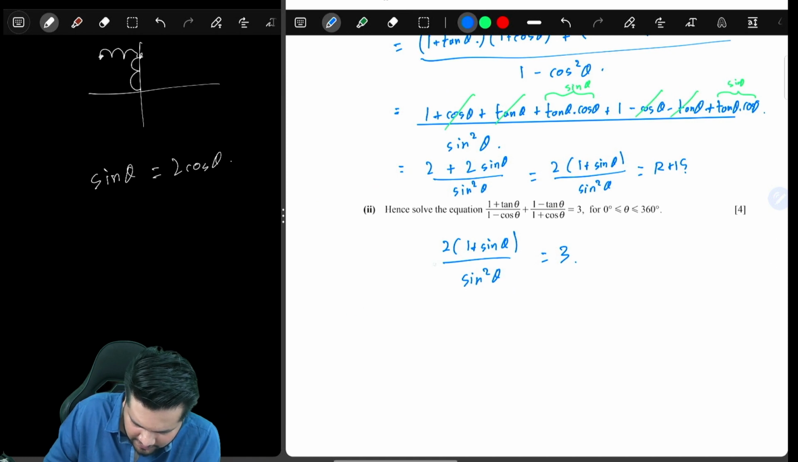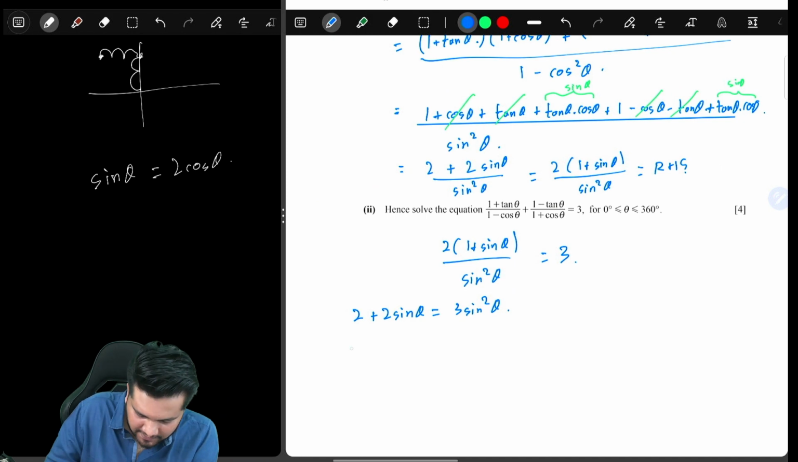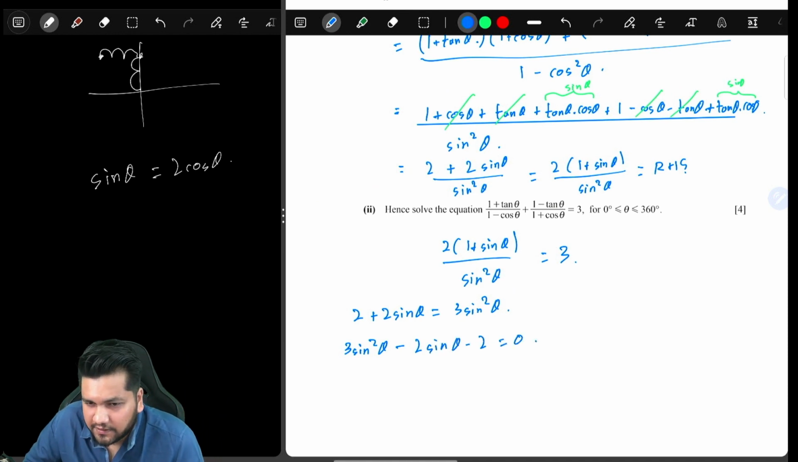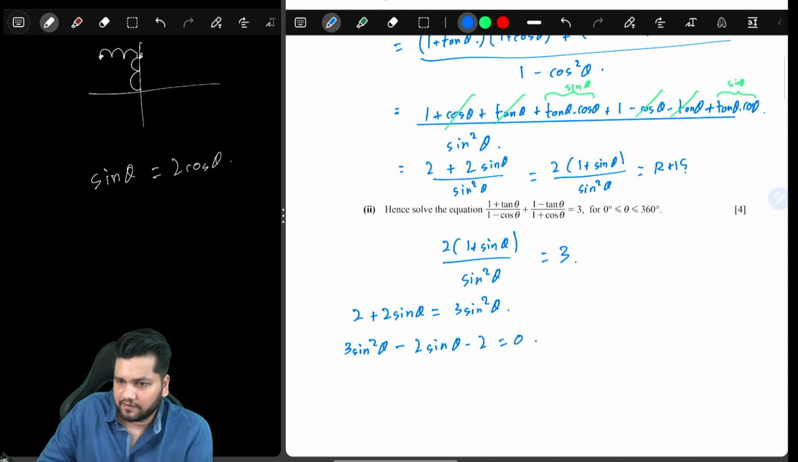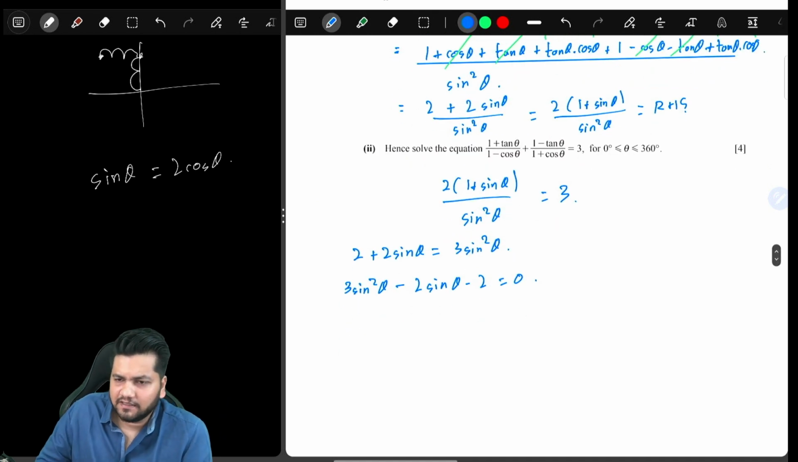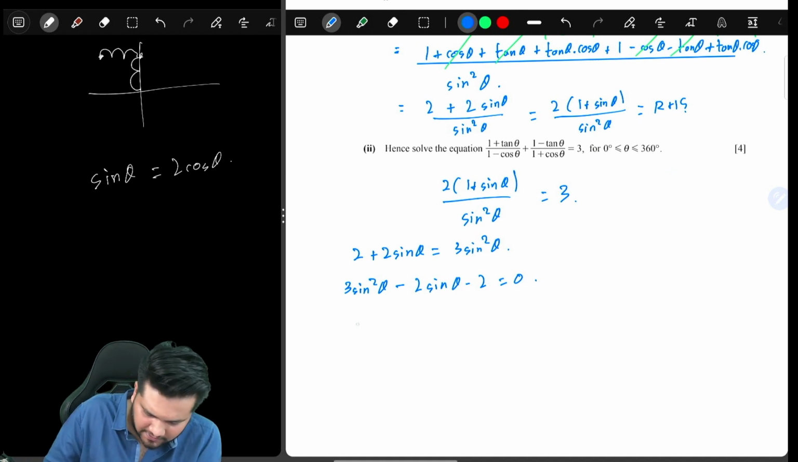So we'll just multiply 2 inside. So 2 plus 2 sine theta is equal to 3 sine square theta. Now I want to keep this positive, so I'll move everything to the right hand side. So it's going to be 3 sine square theta minus 2 sine theta minus 2 is equal to 0. Now definitely, whenever you get three terms equal to zero, it's always going to be quadratic. So all you have to do is solve the quadratic. If you're not comfortable with sine theta, just consider sine theta as x, solve the quadratic, replace that x with sine theta and get the value. But here I'll just do it as it is.